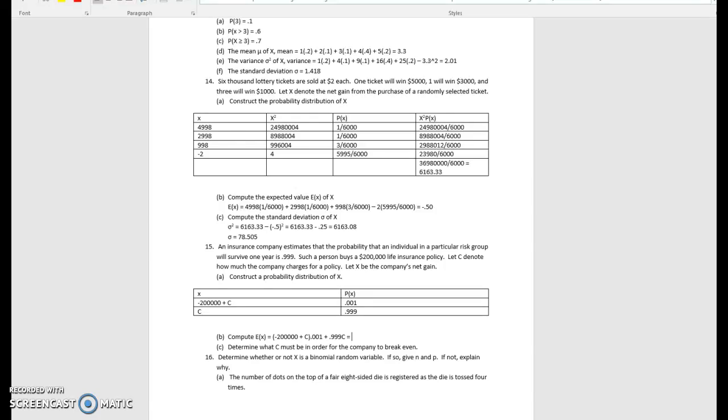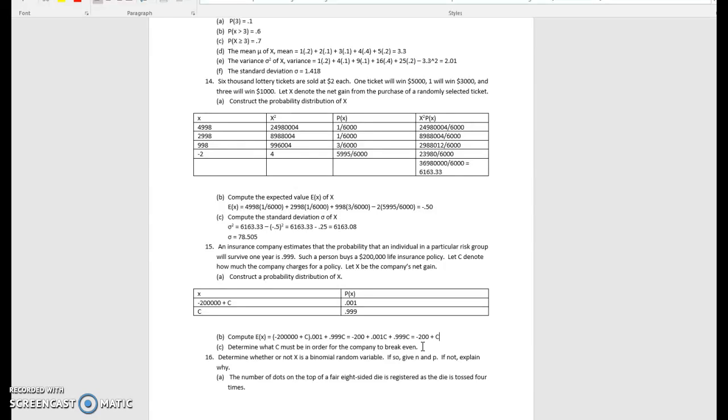Now, let's just use a little algebra and simplify this. If I multiply negative 200,000 times 0.001, that's going to give us negative 200. And then if I multiply 0.001 times C, that's going to give us 0.001C. And then we still have 0.999C. If we add together our C's, we have negative 200 plus, and 0.001C plus 0.999C is going to be 1C. So it's just going to be C.